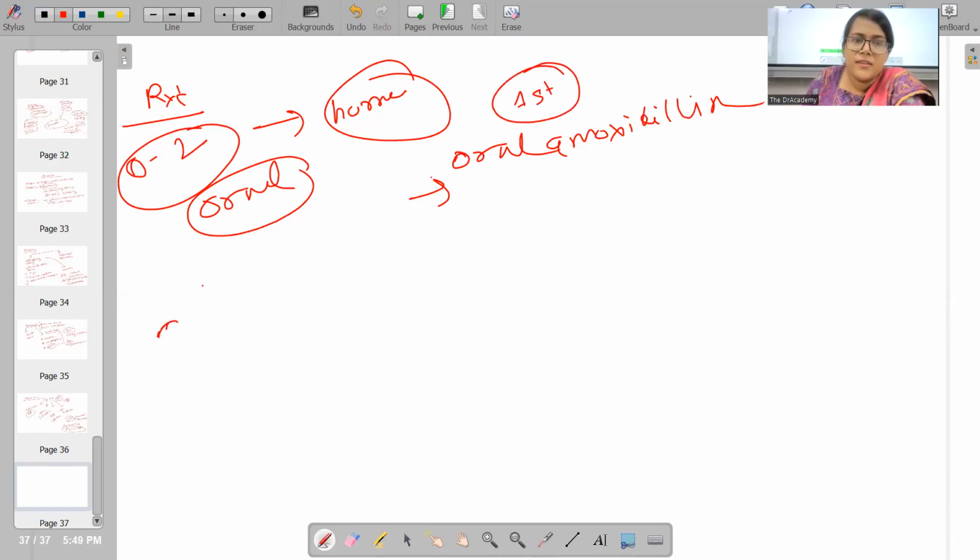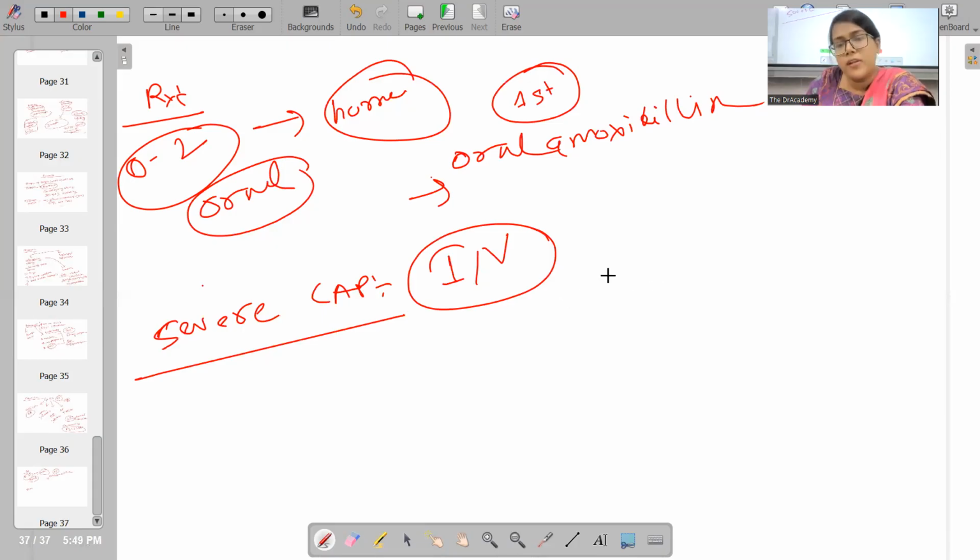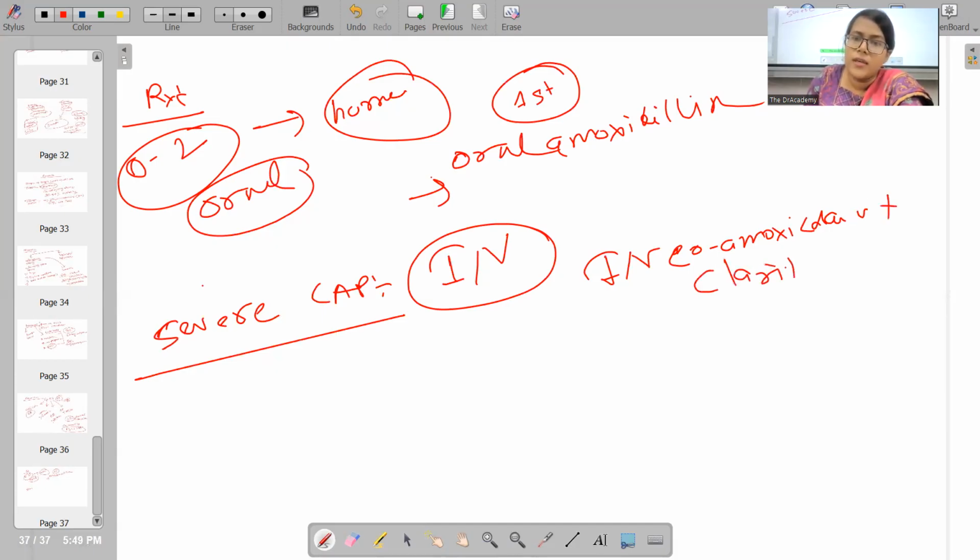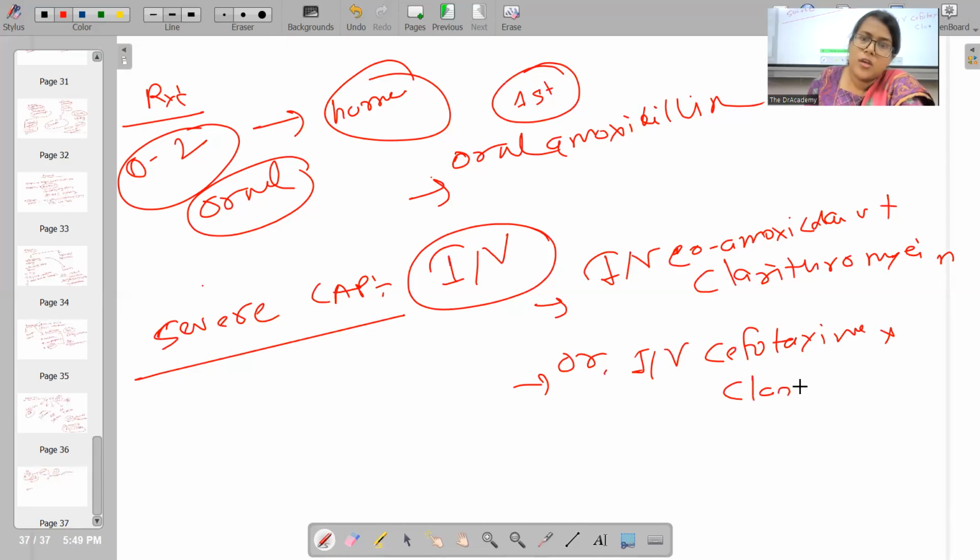And if the patient is having severe community acquired pneumonia, in that case, you should consider IV antibiotic, like a combination form, either IV co-amoxiclav plus clarithromycin. In our country, clarithromycin is available in Binoclear tablet, right? Or this is a combination, or IV cefotaxime plus clarithromycin. So a macrolide antibiotic is given in combination with an injectable broad spectrum antibiotic. Okay, that's basically the gist of the treatment protocol.